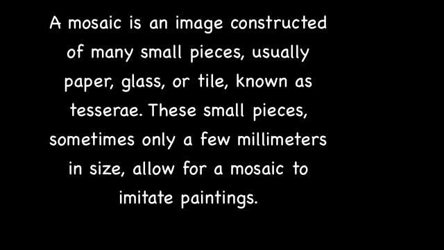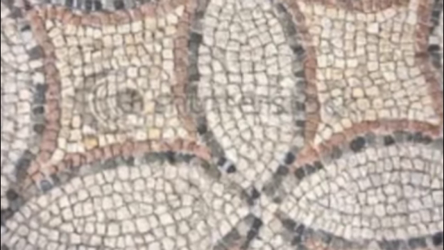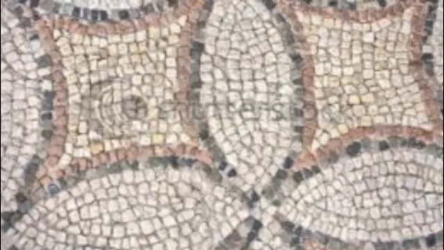A mosaic is an image constructed of many small pieces, usually paper, glass, or tile, known as tesserae. These small pieces, sometimes only a few millimeters in size, allow for a mosaic to imitate paintings. The first mosaics date back to the 8th century BC. Greeks used colored pebbles and stones to construct precise geometric patterns and detailed scenes of people and animals.